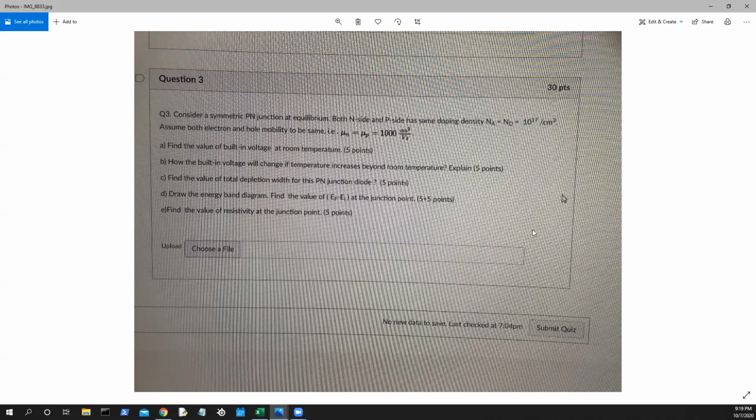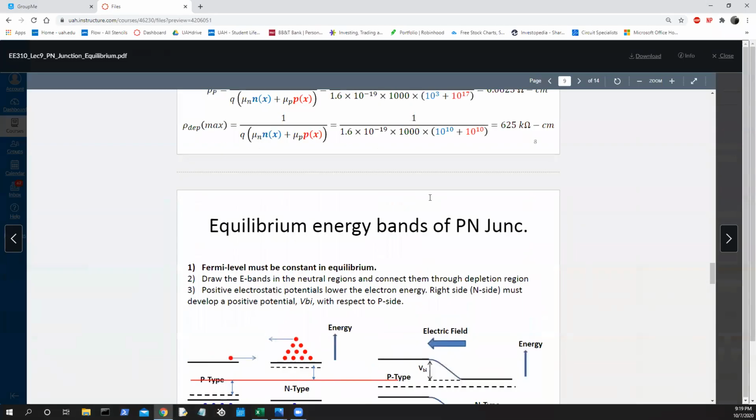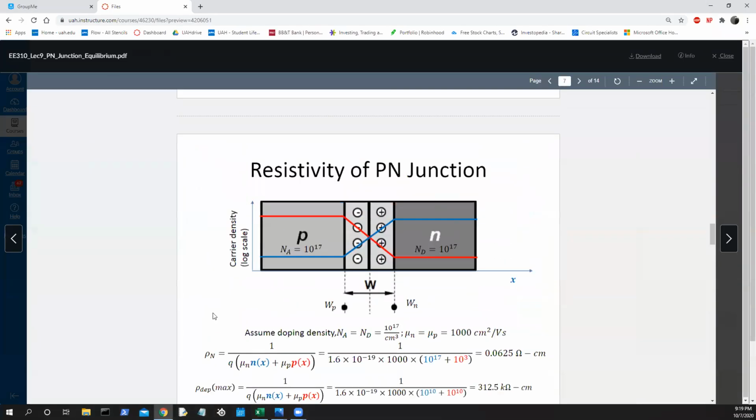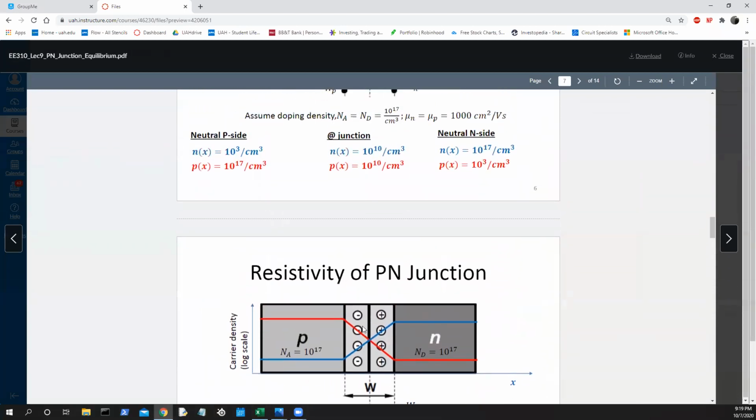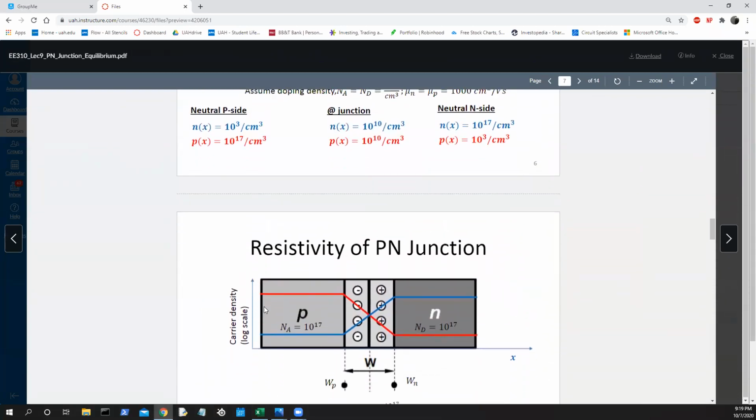For this one, it's good to have what he has up here to explain. This is literally the exact same thing. Look, 10 to the 17th, 10 to the 17th, and this is symmetric. So this is the exact problem and the exact model of the PN junction that we're looking at right now. The junction point is right there. At the junction point, P and N are equal.